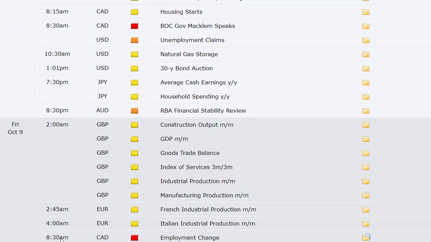And then we've got Friday. Construction output, GDP, goods trade balance, index of services, industrial production, manufacturing production, French industrial production, Italian industrial production, Canada's unemployment rate, and final wholesale inventories here in the U.S. So the only big one we have this week is trade balance. I'm going to be on the road. We'll call it all from the tape.